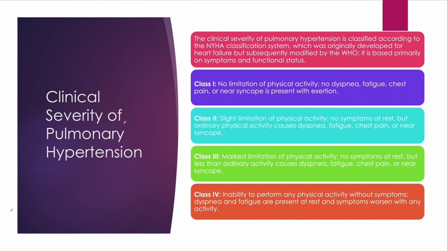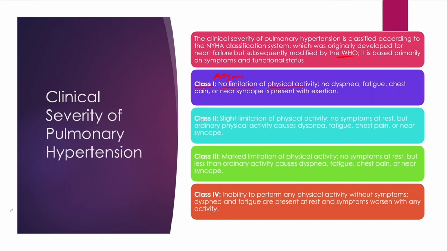So we love classifying things. There is a clinical severity classification system for pulmonary hypertension, and it is modified by the WHO, and it mainly deals with symptoms and functional status. So class one is the most benign. There's no limitation of physical activity, no dyspnea, fatigue. So essentially asymptomatic, right? Asymptomatic, but they still have pulmonary hypertension.